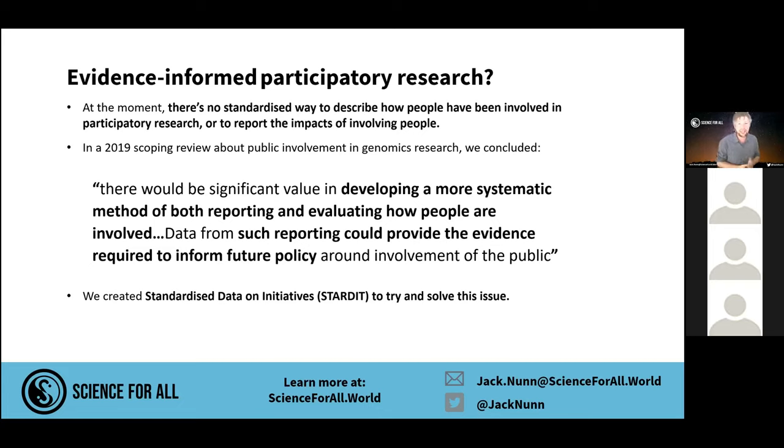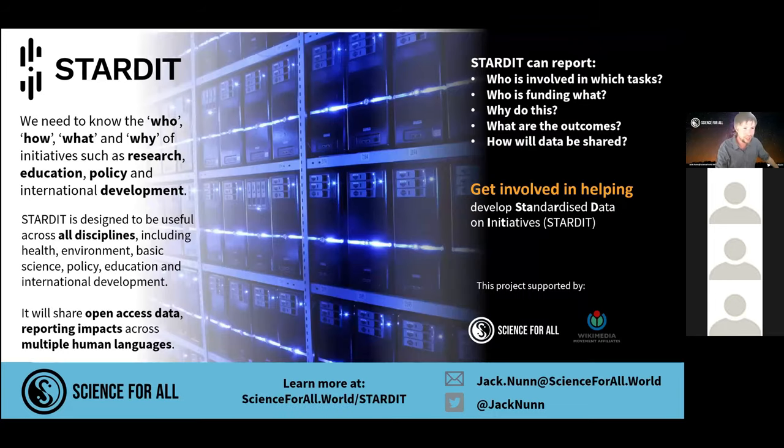So that's why we created standardized data on initiatives, to try and solve this issue and to work across disciplines, whether it's health, environmental research, policy, manufacturing, what have you. Who was involved, who did what, who funded it, et cetera. And I'll get more into the nitty gritty. So it's basically the who, how, what, and why of initiatives. And it's built in Wikidata at the moment. We're working with the Wikimedia Foundation and a number of other partners. It's all open access, and anyone can edit the data, anyone can add to it.